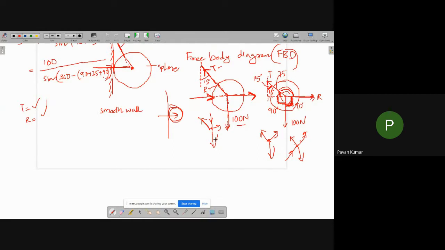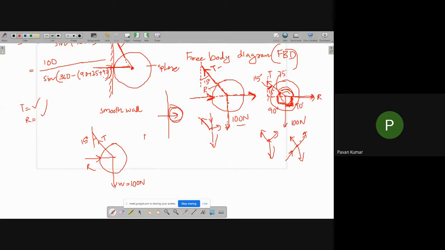I will repeat once again from the beginning by drawing the free body diagram. First we will draw this sphere. Now we have a reaction R and a tension T, and this angle is 15 degrees. Now weight W, which is 100 Newton. So this is our free body diagram.